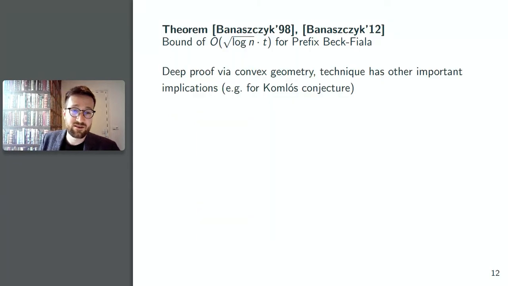Namely, an ingenious theorem by Bansal, who proved that you can get a bound of order square root log n times t for Prefix Beck-Fiala. And this theorem is proved in a completely different way, using very deep ideas from convex geometry. And this Prefix Beck-Fiala setting is not even the most important application of his techniques. Even more famous is that his proof also gives the best bound towards the Komlós conjecture.